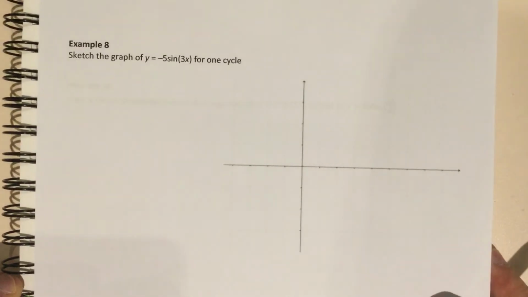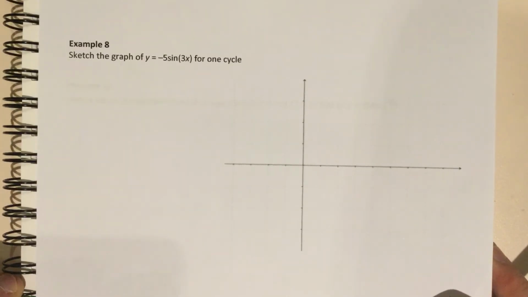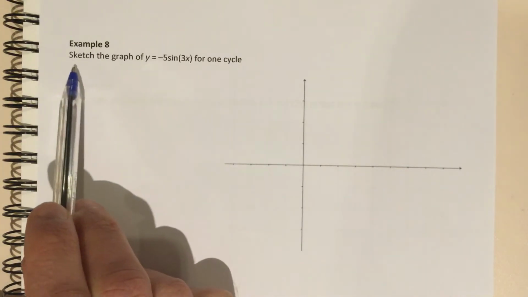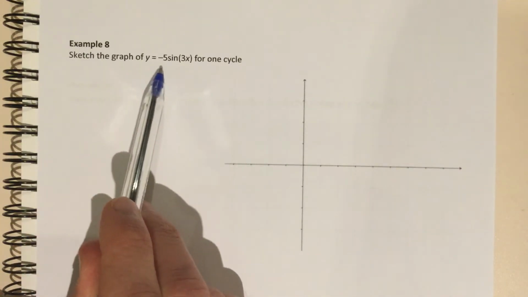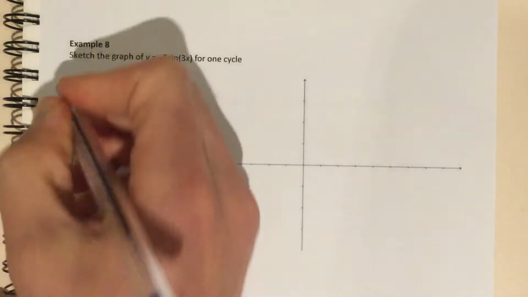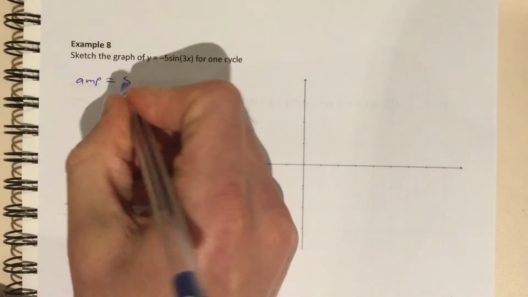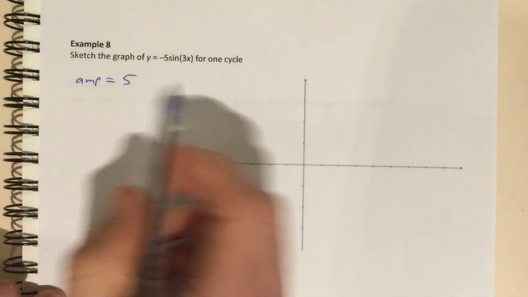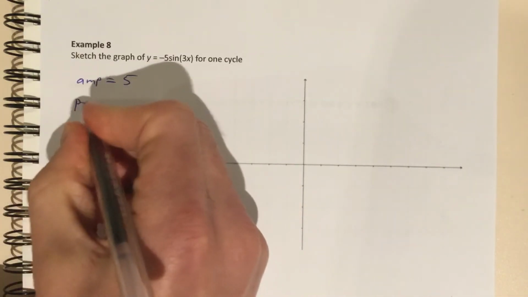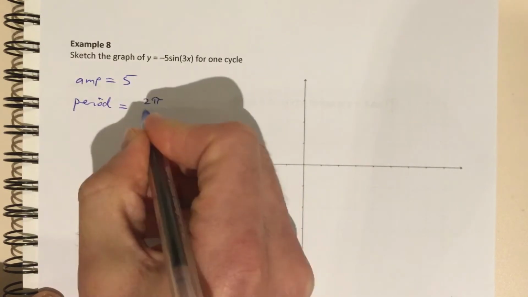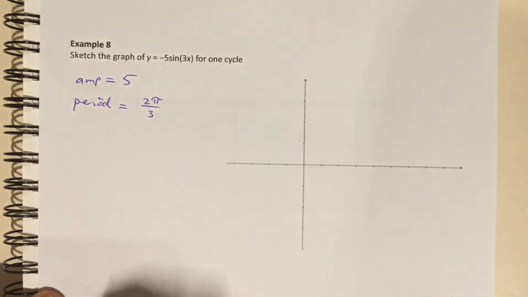All right, example 8 asks us to sketch a graph this time, but we can actually start with a pretty similar kind of idea to what we did in the previous parts. So sketching the graph of y equals -5 sine of 3x. Even though we don't explicitly have to write it down, it's a good idea to state the amplitude, which is 5. The period will be, again, 2 pi over n, and this time n is 3, so the period will be 2 pi over 3.